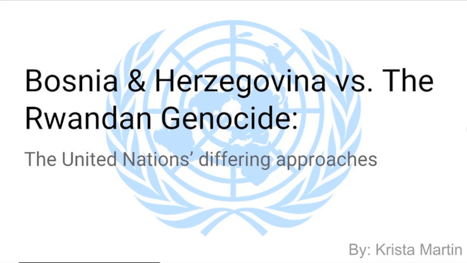All right, so for my presentation, I'm going to be looking at the Bosnia and Herzegovina conflict and the Rwandan genocide, and how the United Nations approached them differently and perhaps reacted differently to each of them. So, first, I'm going to talk about the Bosnia and Herzegovina conflict and what happened there, and then do the same for the Rwandan genocide, and then compare the two and do a little final overview.